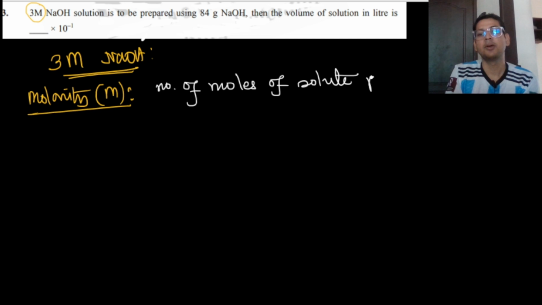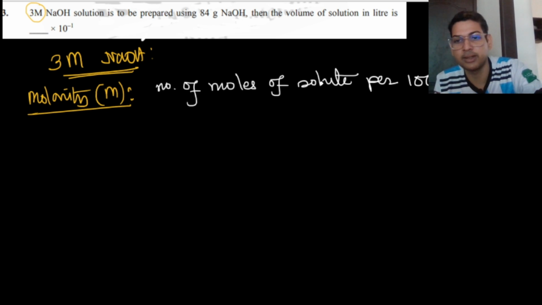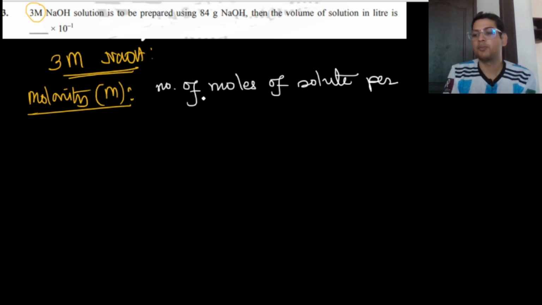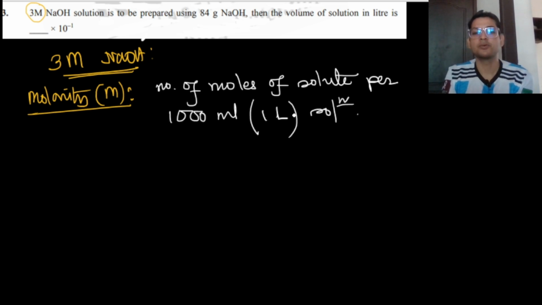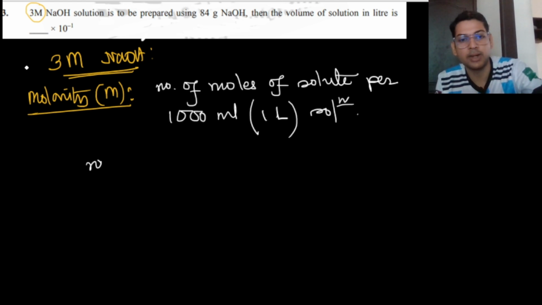What is molarity? Molarity is the number of moles of solute per 1000 ml, and 1000 ml means we can write 1 liter also. So molarity is the number of moles of solute per 1000 ml solution. Okay, so I have to satisfy it.